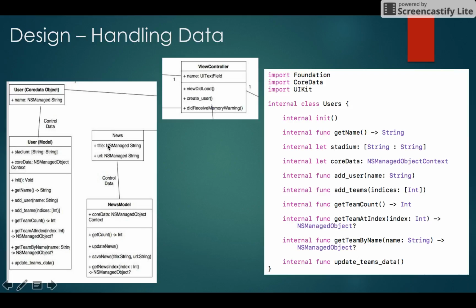Similar to the user and the user model, news and news model handle news. So the news is an NSManagedObject. So each object has a title and URL of the news. In the news model, we have getCount, which will return the number of news available in the core data. updateNews is a very important function because it will delete all the old news and give the latest news from the API call result. saveNews is the helper method that helps updateNews, saving the news to the core data.